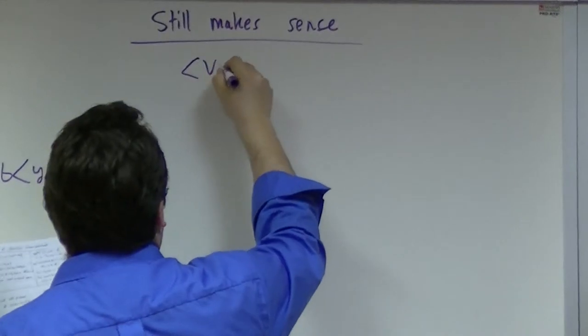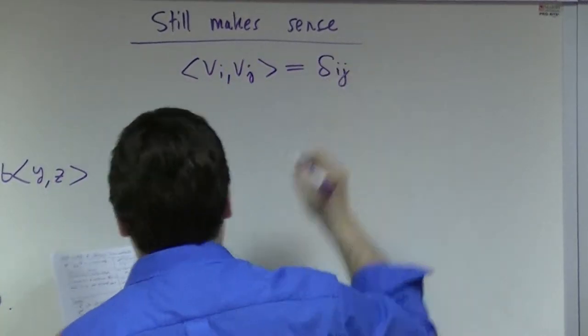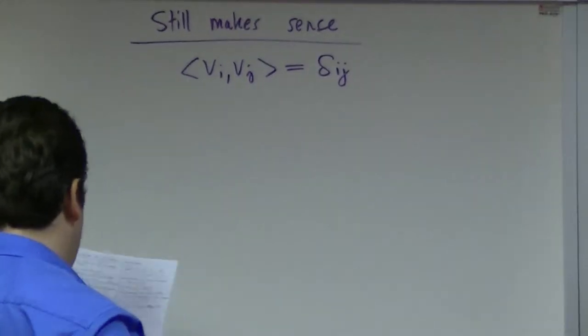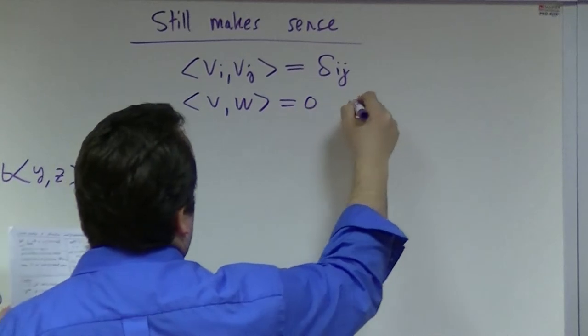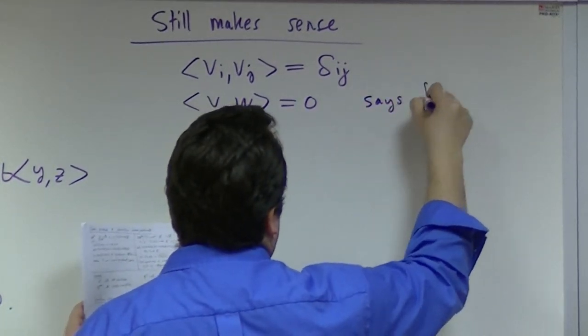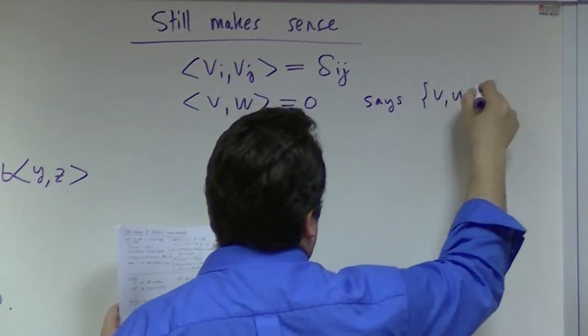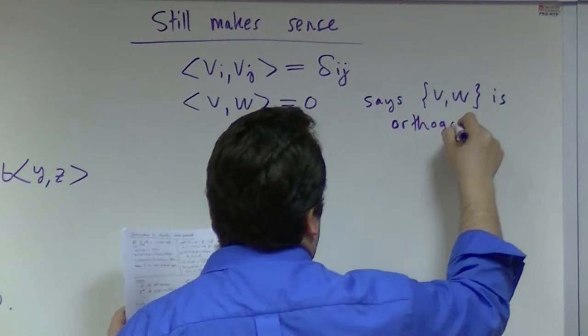And we did a lot of things, didn't we? We defined orthonormality. First of all, we still say two complex vectors are orthonormal if their complex inner product is delta ij. We still use, by the way, VW equals zero. That says that the set with V and W is orthogonal. So that's still the same.